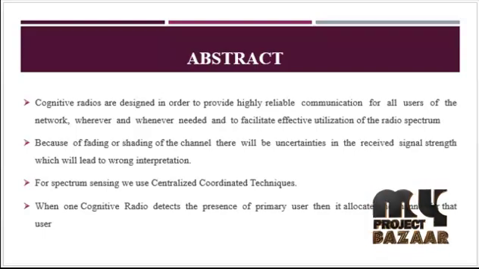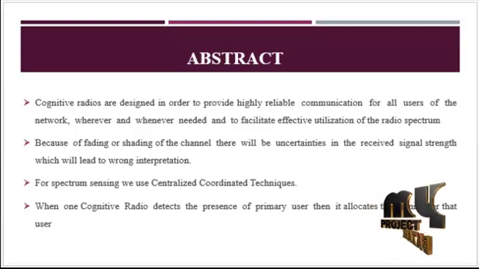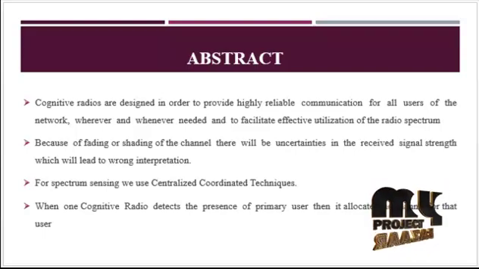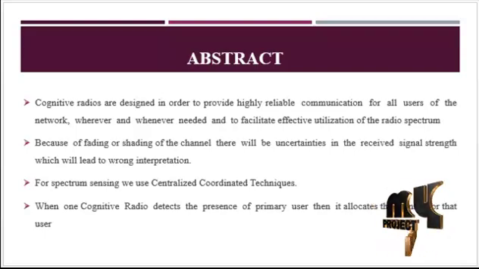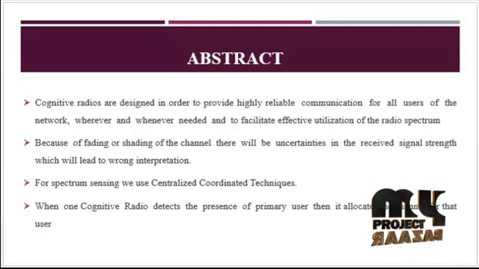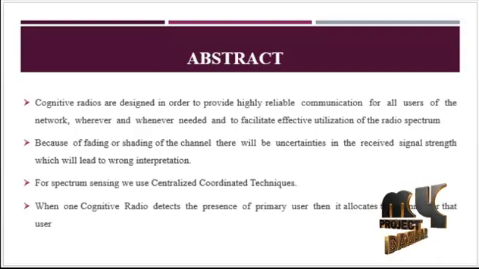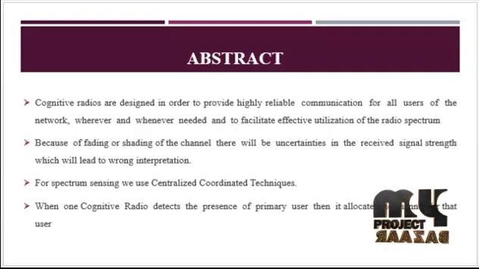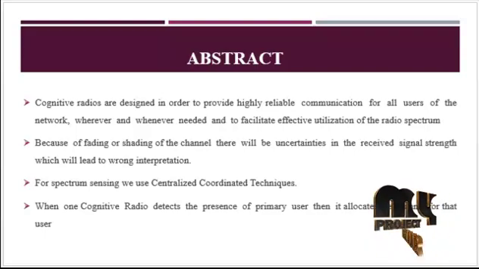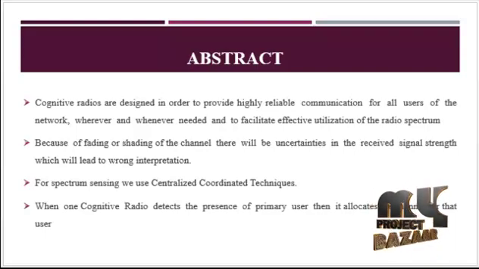In this technique, the cognitive radio controller, when one cognitive radio detects the presence of the primary user, allocates the channel for that user. Finally, when the primary user is free, it allocates the available spectrum to the secondary users. This will improve the channel efficiency of the network.